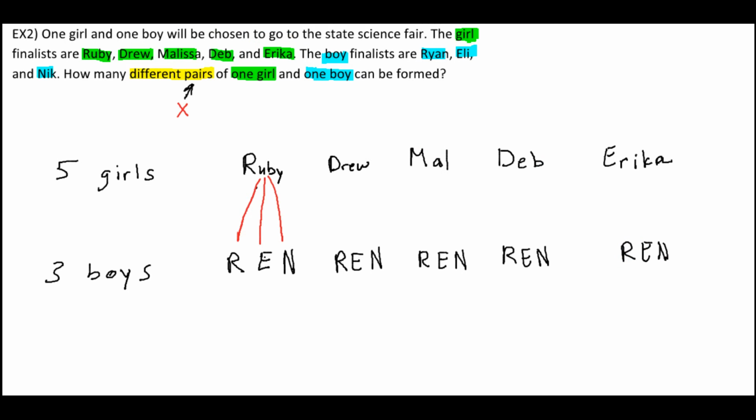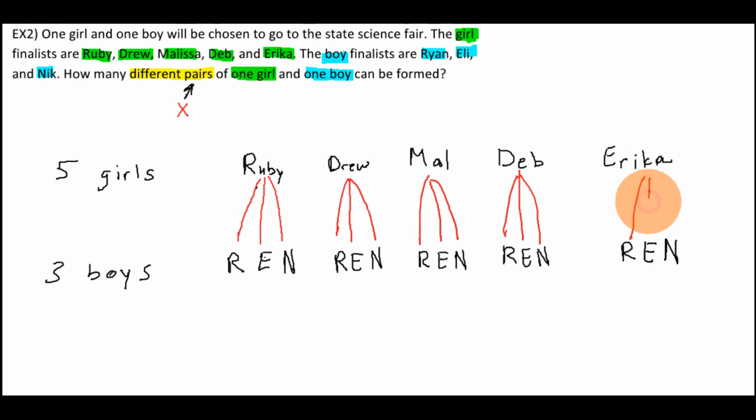So let's go and fix that E and that N real quick. And I'm going to combine all of these students together. I'm going to pair them up. So Drew with Ryan, Eli, or Nick. The same for Mal. The same for Deb. And the same for Erica.